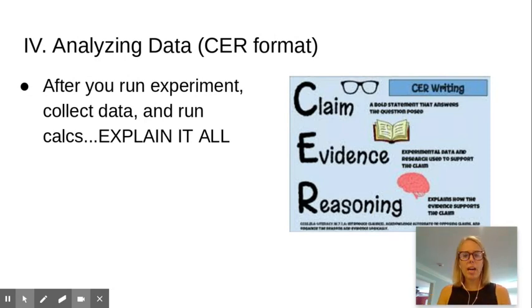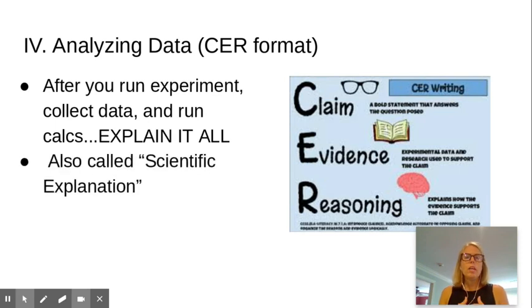We do that in biology in what is called the CER format. Chances are you have heard of this before. C, E, and R stand for claim, evidence, and reasoning. We're going to go through what each of these means, and then work through an example to make sure we understand how we would write a claim, evidence, reasoning explanation. This is sometimes called a scientific explanation.